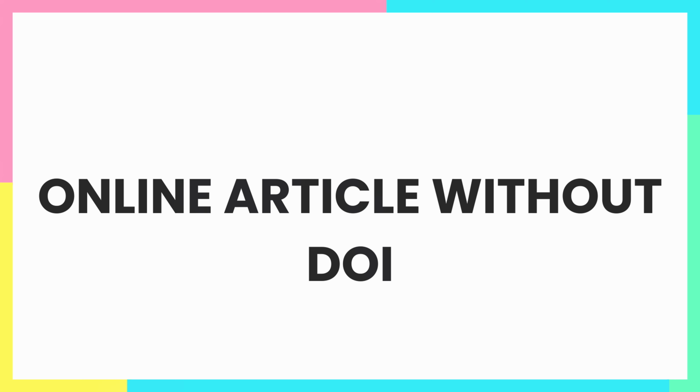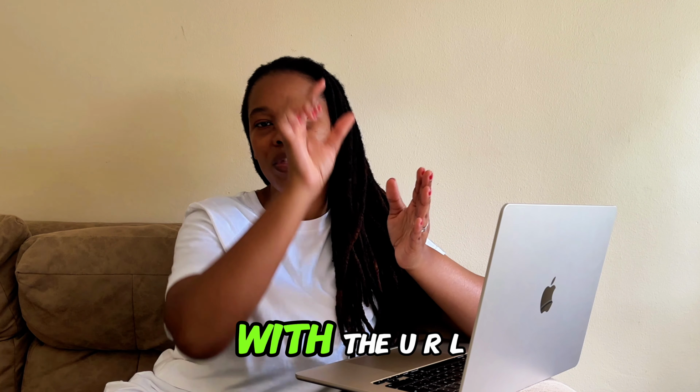So sometimes you're reading this journal article and it's good and it's online and it's all well, but it does not have the DOI number. What do you do in that situation? Do not panic. You simply replace the DOI number with the URL of that journal article. So when you open the page and you're reading that article, on the top of the browser, there is a URL, and that is what you copy and paste into your reference to replace the DOI number.